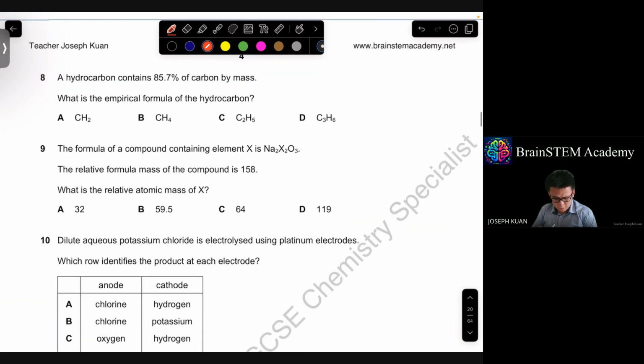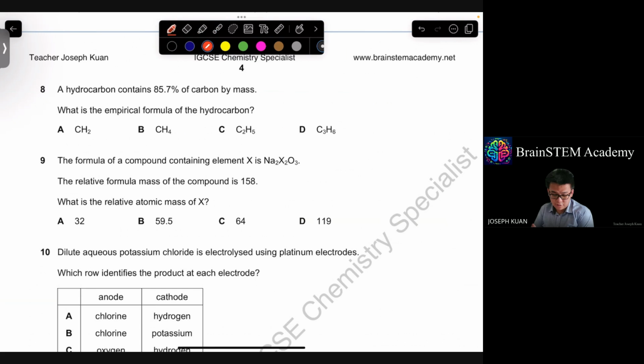Moving on, a hydrocarbon contains 85.7% of carbon by mass. What is the empirical formula of the hydrocarbon? So, given this case, we must know that a hydrocarbon is a compound containing only hydrogen and carbon atoms. So if there's 85.7% carbon, that would mean 14.3% of the compound is hydrogen. So this is the mass ratio. So we have to convert this to the mole or particle ratio.